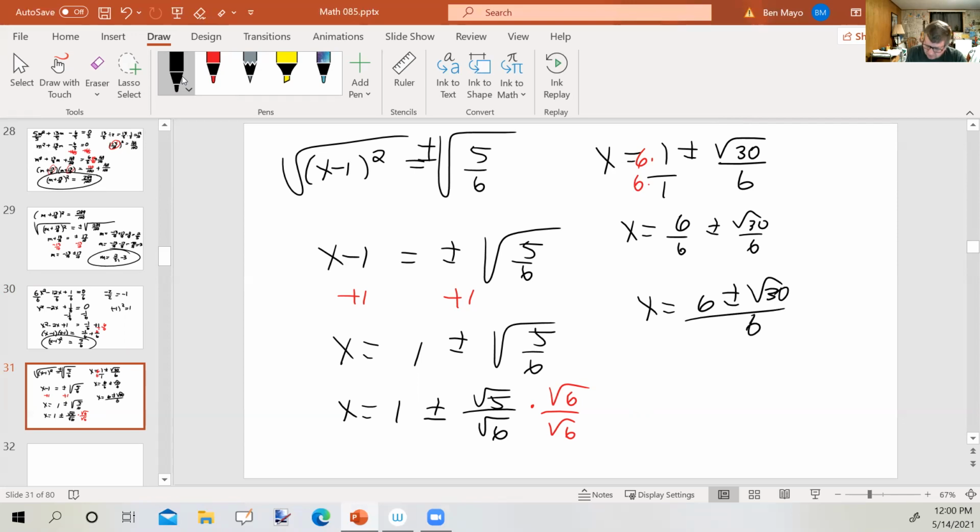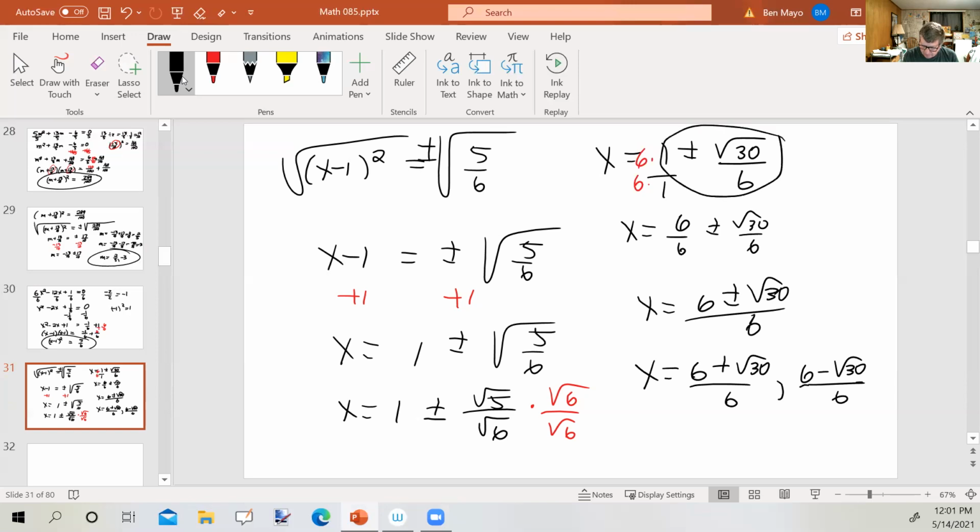Okay. So then you'd have x is 6 plus the square root of 30 all over 6, comma, 6 minus the square root of 30 all over 6. This doesn't change the answer. It's just a different form. I believe WebAssign will accept either form. So you could have this, but again, you'd have to have them separate, the plus and the minus, or you can have this. Now, to get the decimal approximation, we can use either one of these.